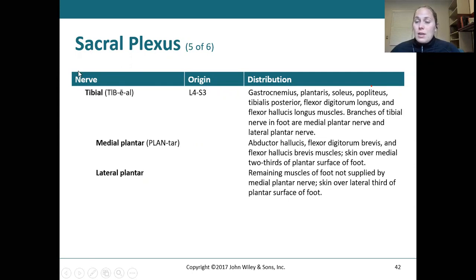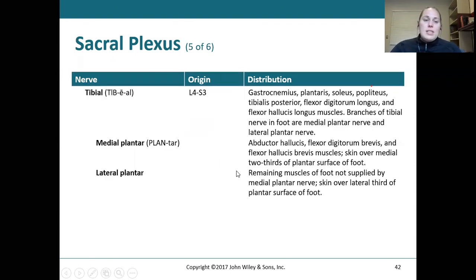The last image that we looked at, we did point out the tibial as well as the medial plantar and the lateral plantar and how important those are to those lower extremity muscles. So things like your calf muscle, your gastrocnemius, your plantaris, soleus, tibialis posterior, basically all of those muscles in that general region, as well as the muscles that are important for flexion in your feet. So your medial plantar and your lateral plantar are going to be innervating those regions for foot movement.